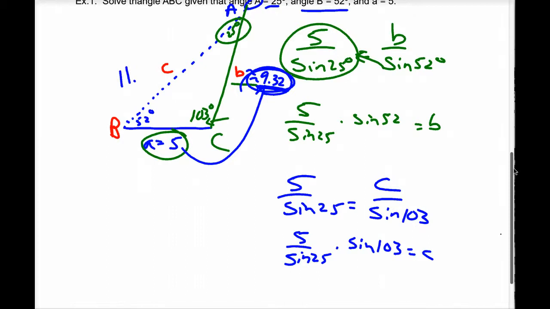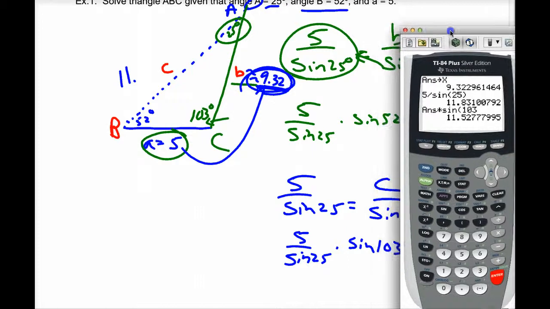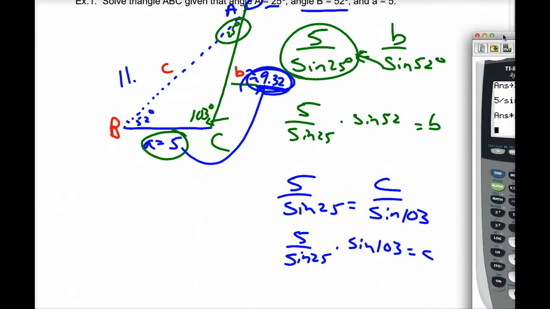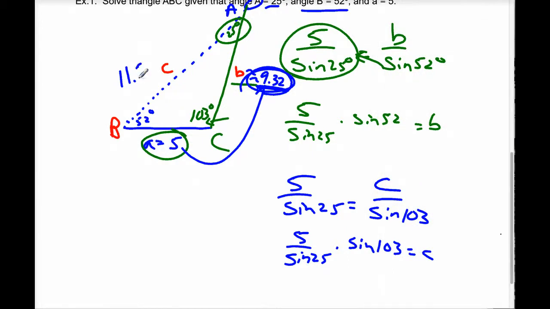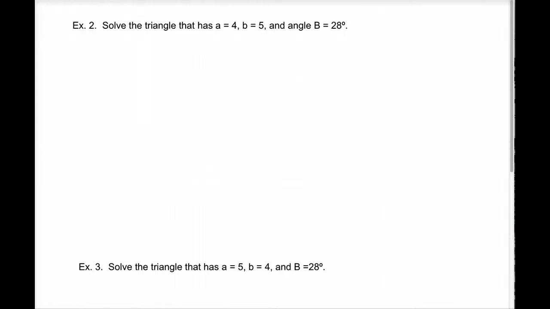So 11.52. Was it 5.2 or 5.3? Let me double check. 5.3. Okay, that's using the law of sines. Those are both pretty straightforward when we're trying to find a side. It's a little bit trickier when we need to find an angle, which takes me to the next problem.